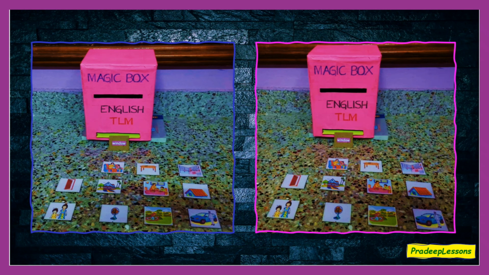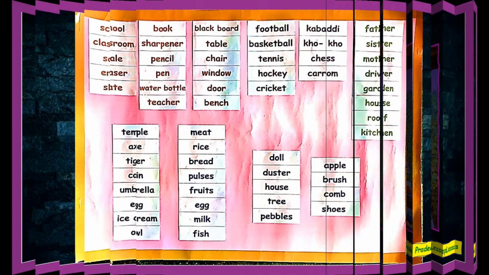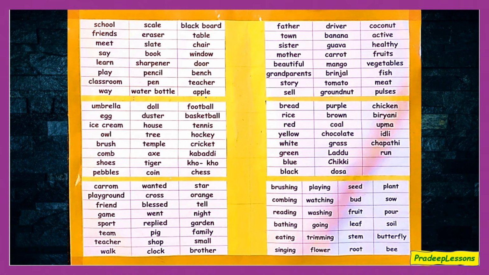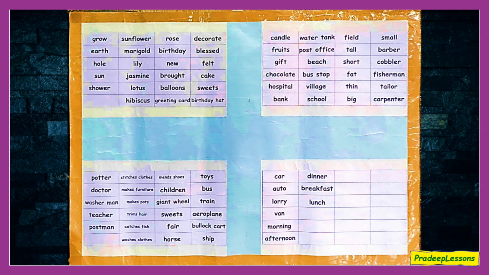This is Magic Box English TLM. We can use this TLM for the complete English textbook of class 2. This chart is about complete English vocabulary of class 2. Some other words. This is the final TLM chart.